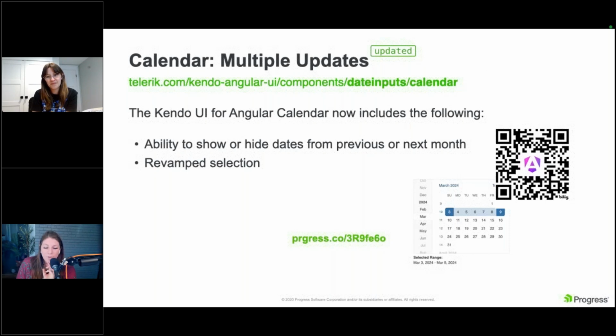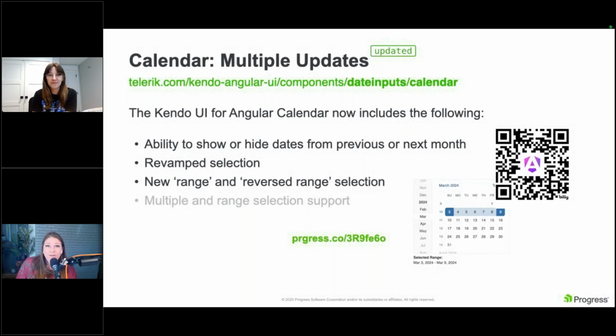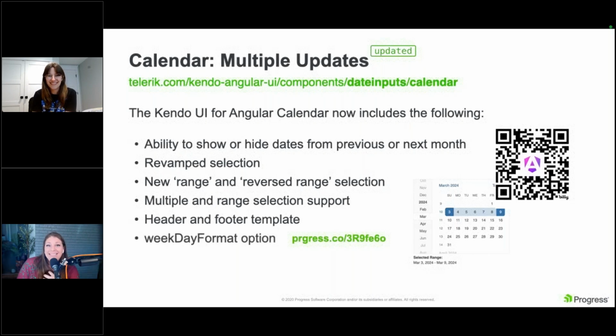So you have the ability to show or hide dates from previous or next month. There's revamped selection. There was actually quite a bit that happened with selection: a new range and reversed range selection, multiple and range selection support, and then 2 new templates added to the list of available templates, header and footer. And then this last one, which is where we're going to go right now, talks about the weekday format option.